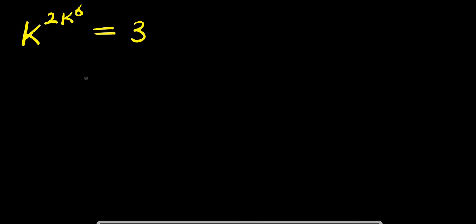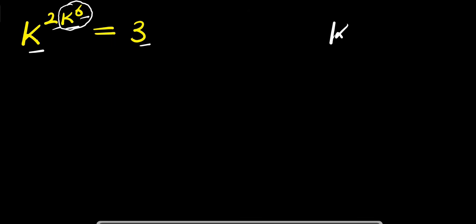Hello, how to solve this exponential problem? This is k to the power of 2 times k to the power of 6, and this equals 3. We are solving for the value of k that satisfies this equation. Now, let's copy out this k power 6.